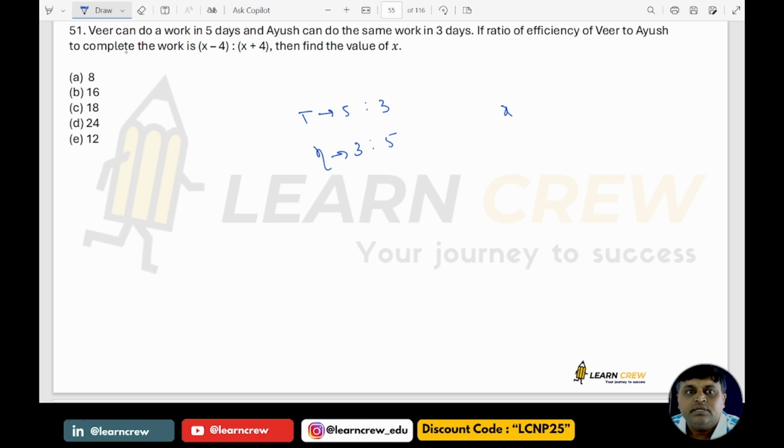It is known that Veer can do a work in 5 days, Ayush can do the same work in 3 days. The ratio of the efficiency of Veer to Ayush to complete a work is x minus 4 is to x plus 4. So you can say x minus 4 is to x plus 4 is equal to 3 by 5. From this, 5x minus 20 equals 3x plus 12, so 2x is 32, thereby x is 16. The value of x is 16.